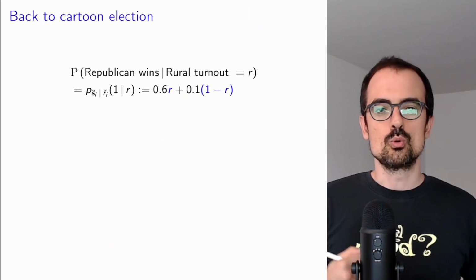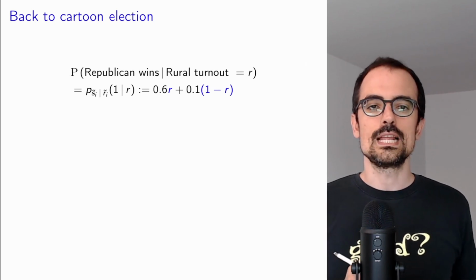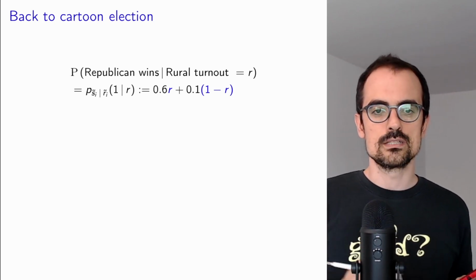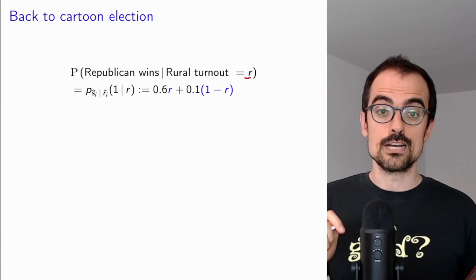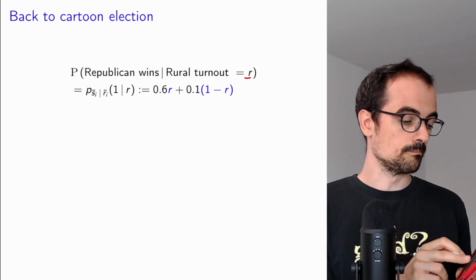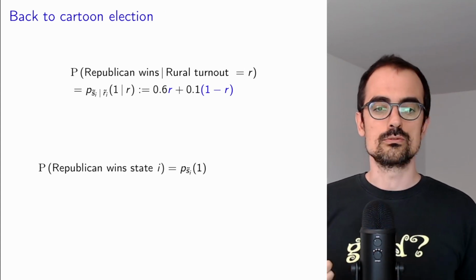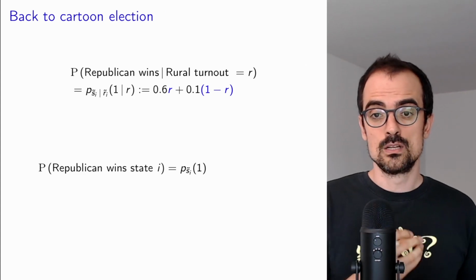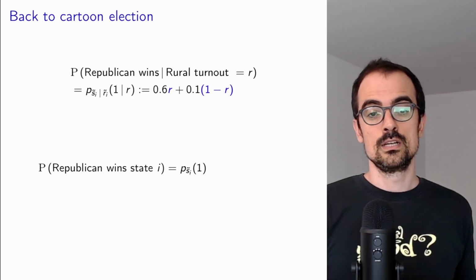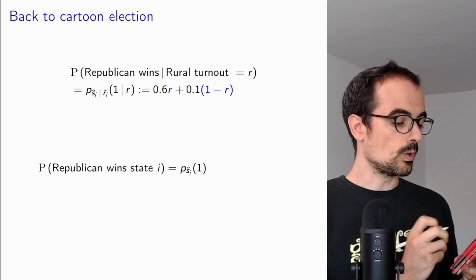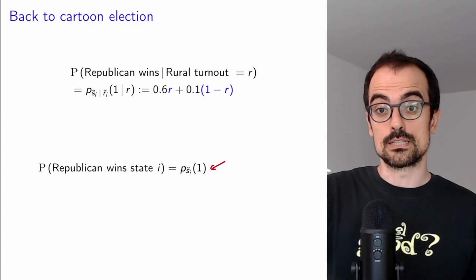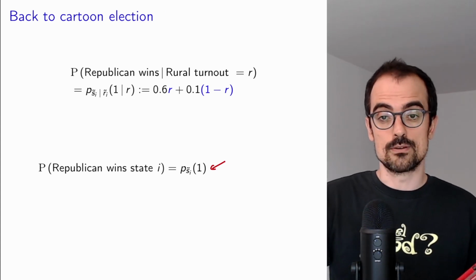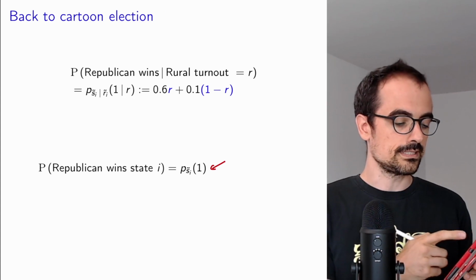Let's go back to our cartoon election. So in our cartoon election, the probability that the Republican wins, conditioned on a certain value of the rural turnout, is this. Now, we're interested in the probability that the Republican wins each of the states. In order to compute that probability, we want the marginal probability of this Bernoulli random variable that represents that the Republican wins in that state.